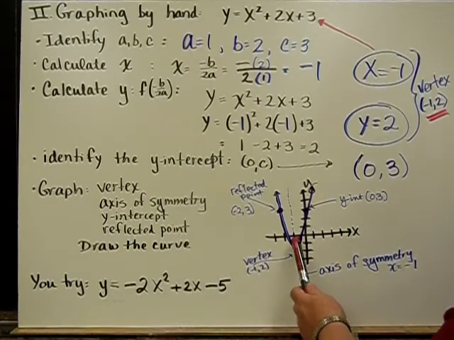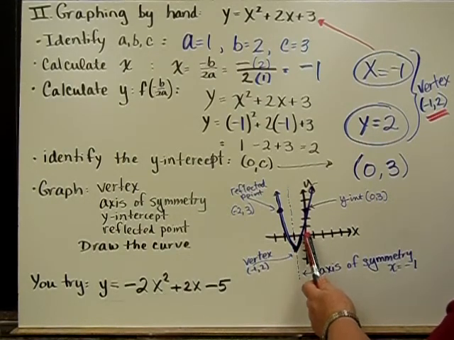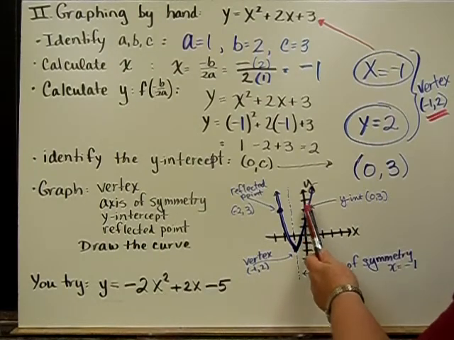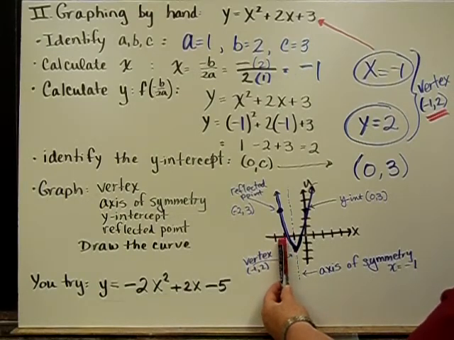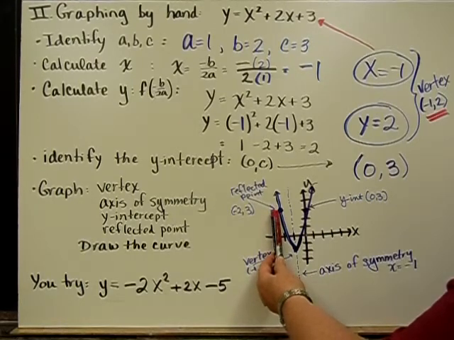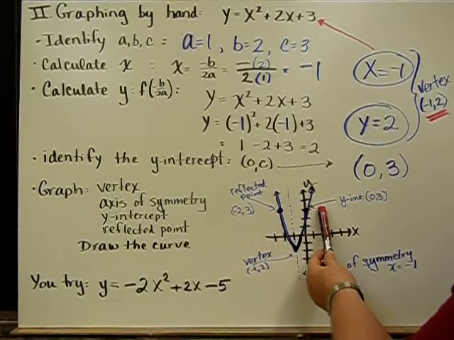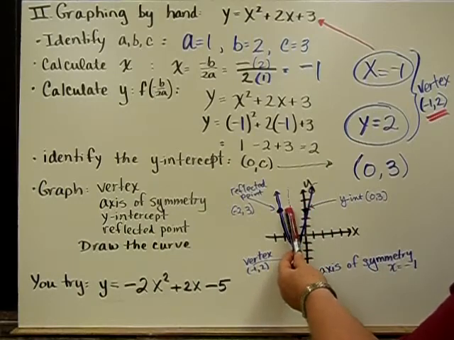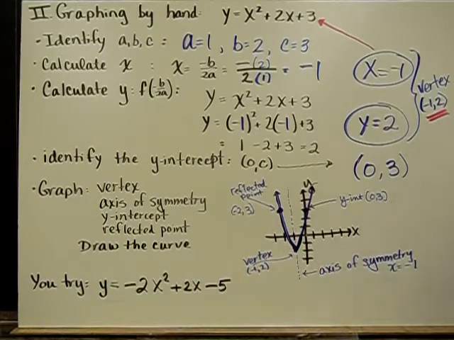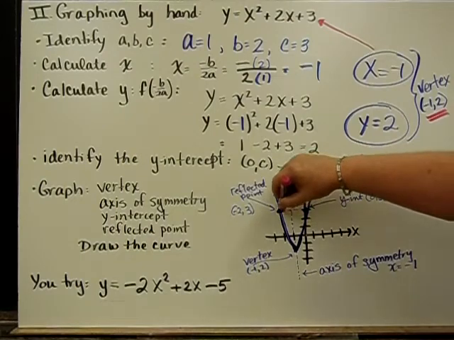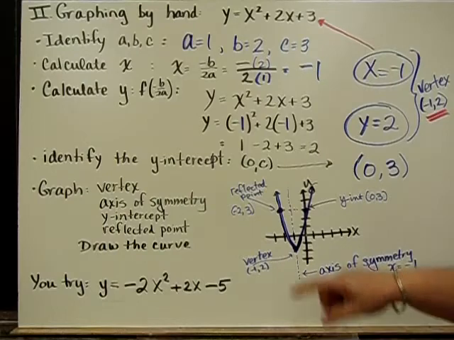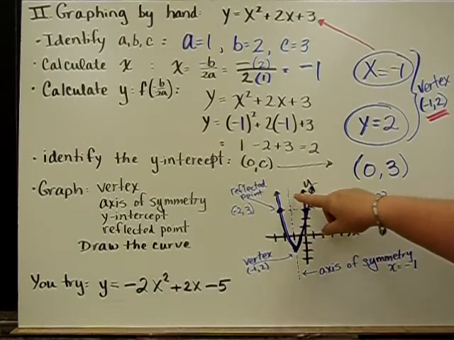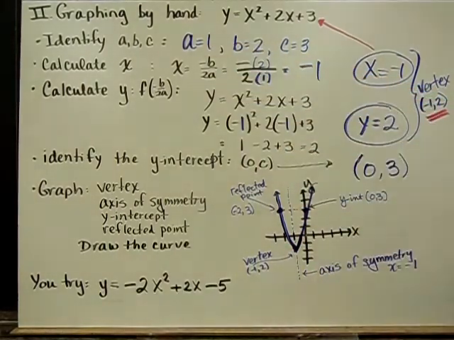And if we go one place to the right of the vertex, we notice that that point is 3 units up. So that means if we go one place to the left of the vertex, we would also go up 3 units. So if the y-intercept is (0, 3), then the reflected point for that would be (-2, 3). We just reflected that point across the axis of symmetry. Okay, and then we drew the curve, and the curve opens up, which is what we expected because a was positive.